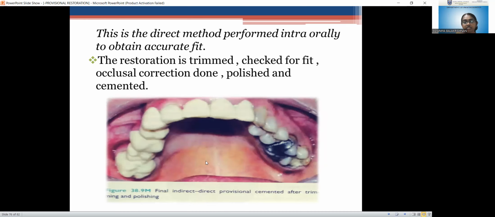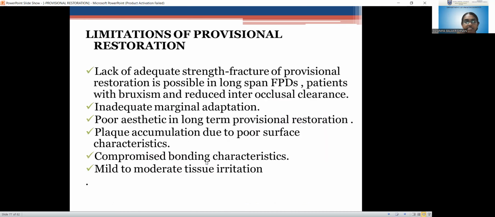So why is it called a direct-indirect technique? Because we are already using the stone cast for the fabrication of the temporary. The only thing we do in the cast is a preparation which is less than that intended for the final preparation. Then we recall the patient, and the final bits of the provisional restoration we correct inside the patient's mouth.